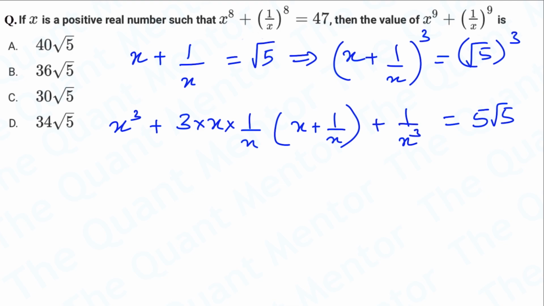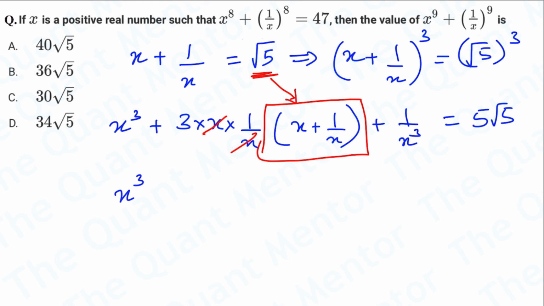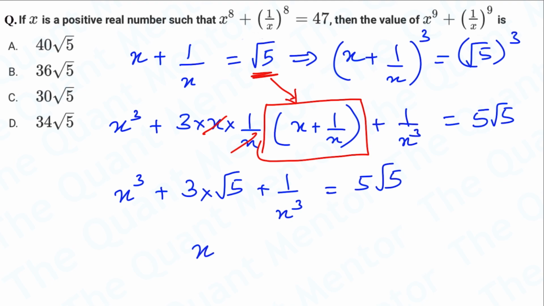Now guys, next step, x will get cancelled out since it's obviously non-zero. We observe that we get x plus 1 upon x here. And that value we already know is root 5. So we'll put it here. We'll get x cube plus 3 into root 5 plus 1 upon x cube will be 5 root 5. Subtract 3 root 5 from both sides. We get x cube plus 1 upon x cube is equal to 5 root 5 minus 3 root 5, that is 2 root 5. We just have one last step to go.